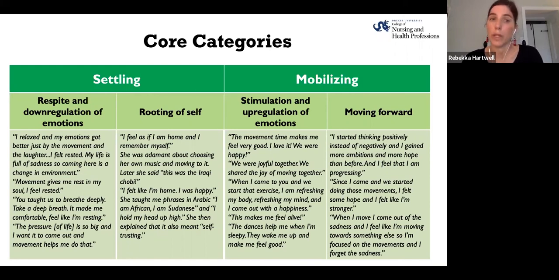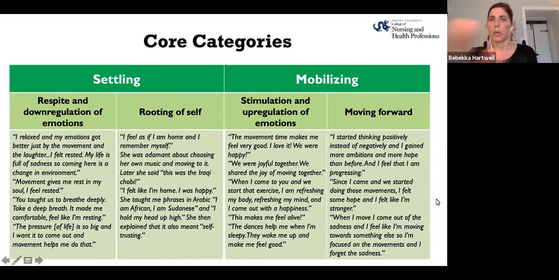And here, this is from a field note. She was adamant about choosing her own music and moving to it. Later, she said, this was the Iraqi chobi. In this situation, this might not even sound like rooting, but I have to explain that this was a participant who was the only Iraqi woman with all Syrian women. And the way she said it, she was just so proud. She was like, this is that, because they had been playing their music. That's why, for me, this was a rooting of the self, her really strengthening her identity.